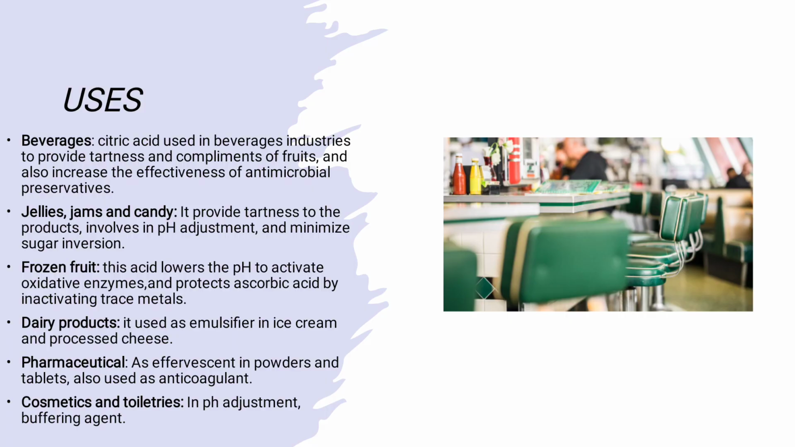Then uses of citric acid. It is used in beverage industries to provide tartness and complement fruit flavors, and also to increase the effectiveness of antimicrobial preservatives. In jellies, jam, and candy, it provides tartness to the products, is involved in pH adjustment, and minimizes sugar inversion. And in frozen fruits, this acid lowers the pH to inactivate oxidative enzymes and protects ascorbic acid by inactivating trace metals that are found. In dairy products, it is used as an emulsifier in ice cream and processed cheese.